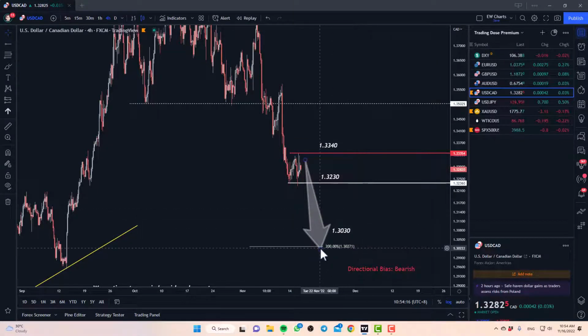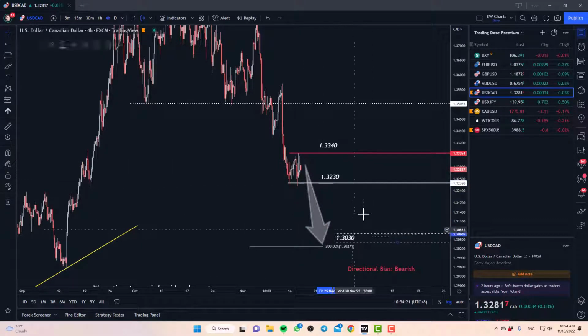Okay, I think this, to me, among the major pairs, is definitely one of the clearest potential setups going into today. So if you're interested in that, you definitely want to pay close attention to the dollar CAD.